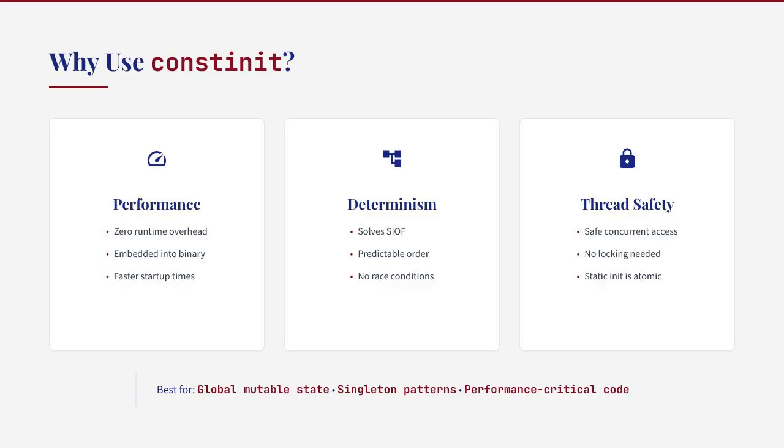Third, thread safety. Variables initialized with constinit are safe for concurrent access without additional synchronization. This is because static initialization happens before any threads are created, so there's no race condition when multiple threads try to access the variable. These benefits make constinit particularly valuable in performance-critical code and multi-threaded applications.